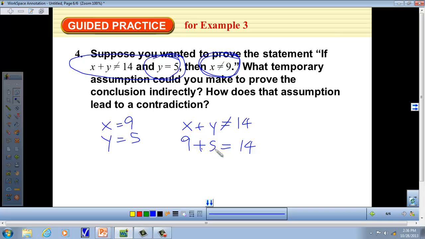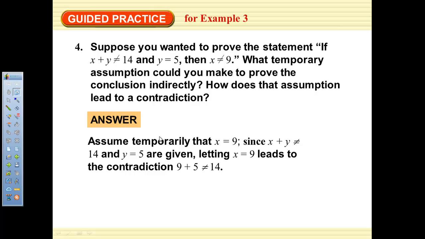So in this case, x plus y equals 14, but we were already told that x plus y is not equal to 14. Since both of these can't be true, we have to assume that this is true. Okay? So again, we would assume that x is equal to 9, since x plus y is equal to 14, and y equals 5 is given. By letting x equal 9, we lead to the contradiction that 9 plus 5 is not equal to 14, when in fact it is equal to 14. And that's it. Thanks.